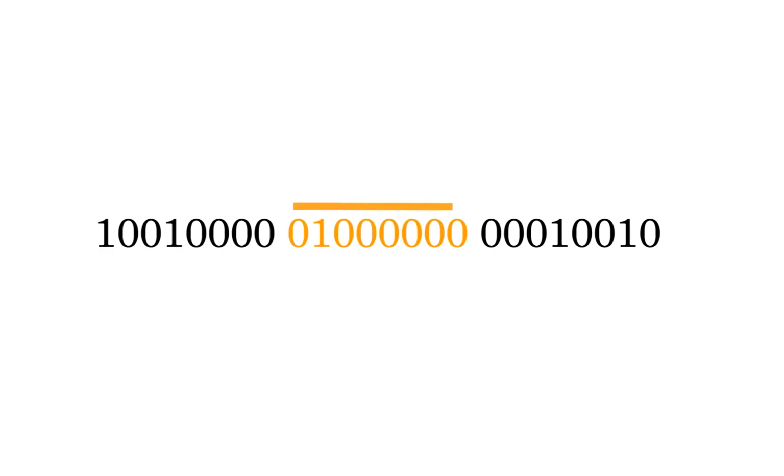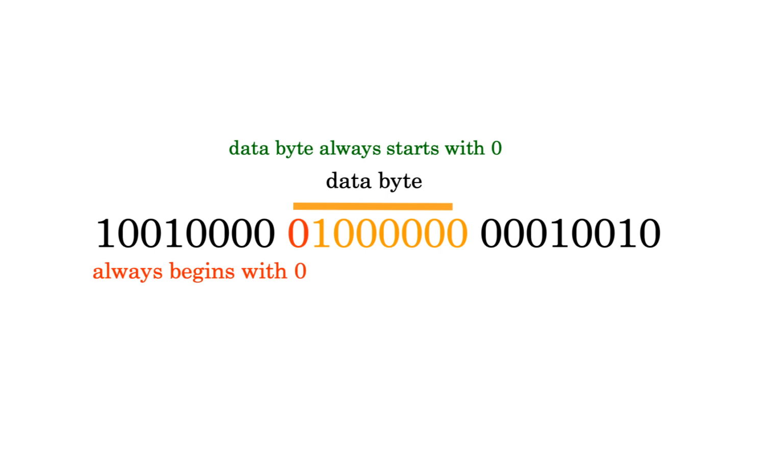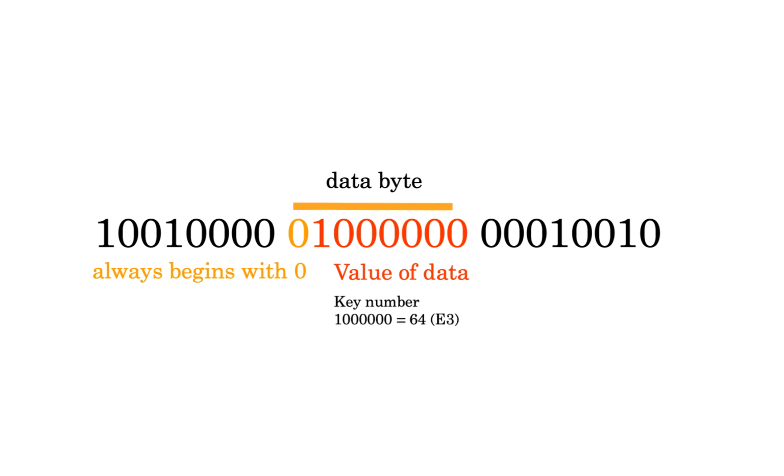The second byte is a data byte. The first bit is always 0. The remaining 7 bits represent the value of the data. Since this message is a note-on message, the first data byte represents the key that is pressed. 100000 is 64, which means note 64, the key of E3 is pressed.